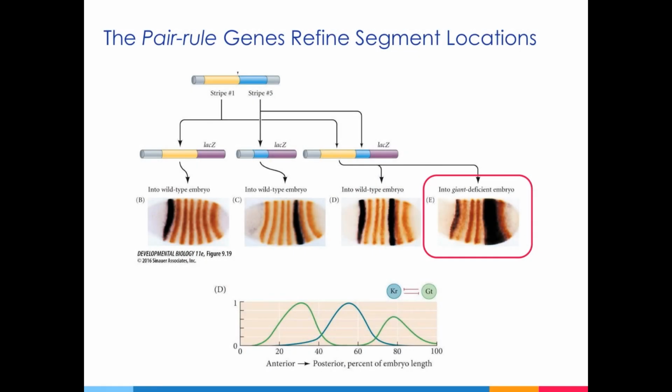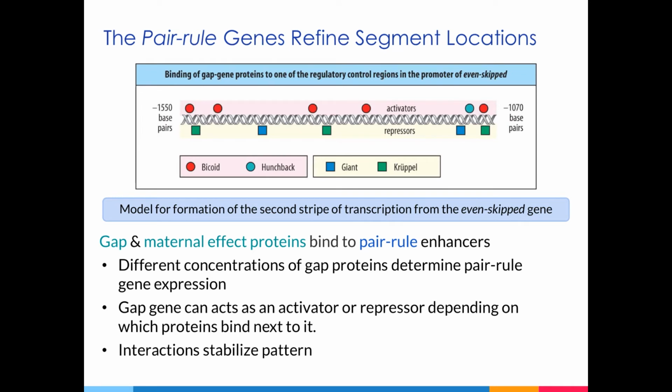The fact that the expression of the even skipped stripe expands in the absence of giant suggests that giant acts as a repressor of even skipped in this particular region of the embryo, so that when giant is not there, we see more even skipped expression. So the expression of giant determines the anterior boundary of even skipped expression in this particular stripe. Each of the regulatory sequences that regulate the expression of the pair rule genes in the different stripes have binding sites for gap and for maternal effect genes.